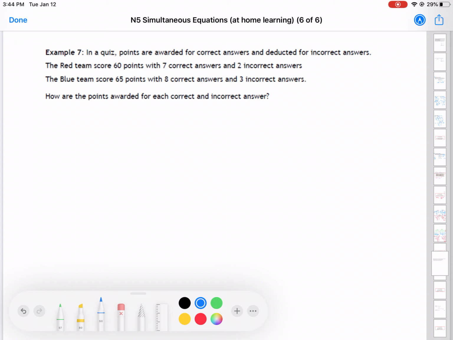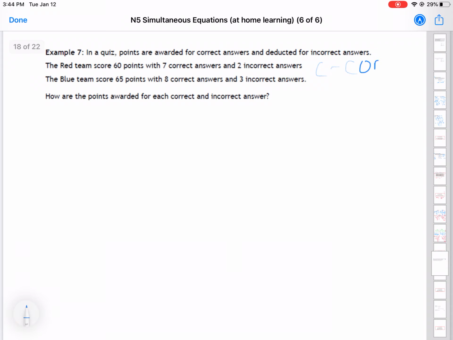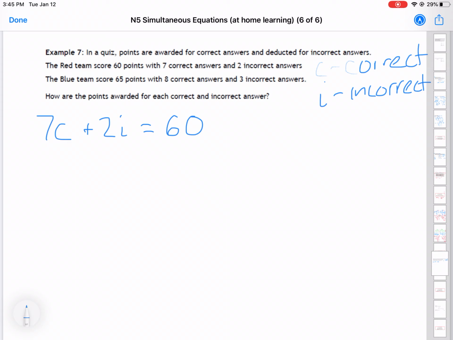A red team scored 60 points with 7 correct answers and 2 incorrect answers. So I'll go for C is correct, and I is incorrect. And what we'll say here is the red team, we've got 7 corrects and 2 incorrects, and that gave them a total of 60. The blue team have got 8 corrects and 3 incorrects, which gave them a total of 65.